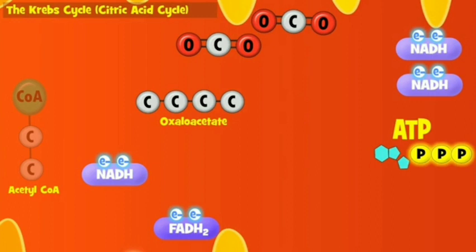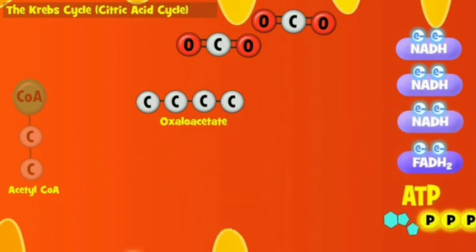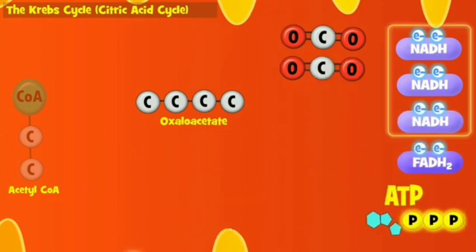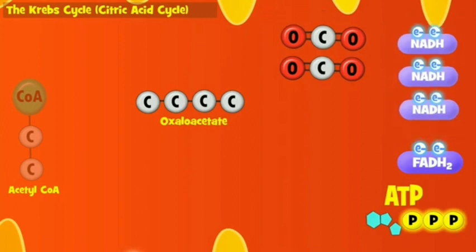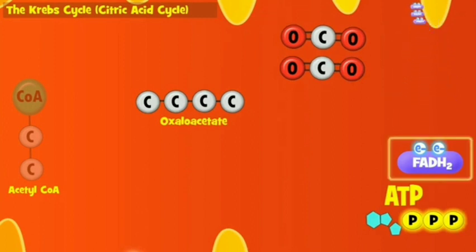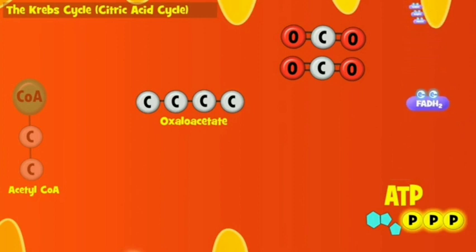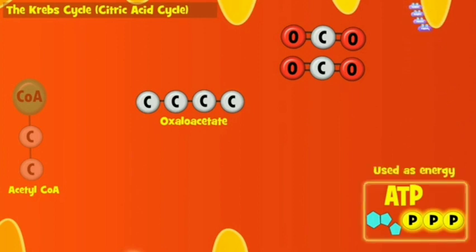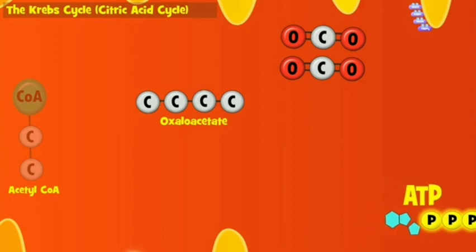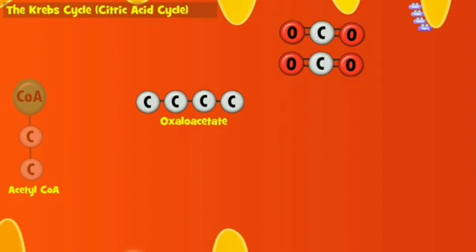This is why the Krebs cycle is a cycle. We end up right where we started. But notice that we made a bunch of useful molecules along the way. Perhaps most importantly, we have produced many electron carriers, NADH and FADH2, that will carry electrons to the electron transport chain. We also made ATP that can be used as energy, as well as carbon dioxide that will be breathed out when you exhale.